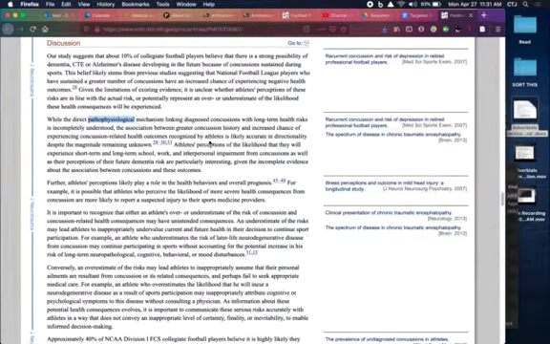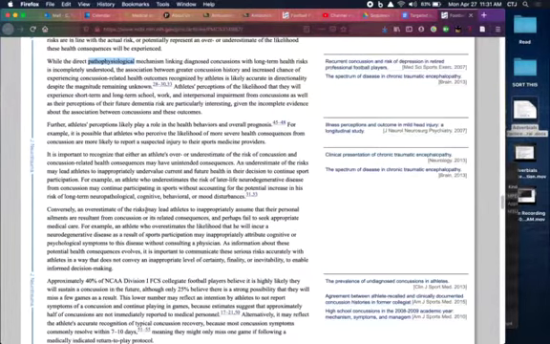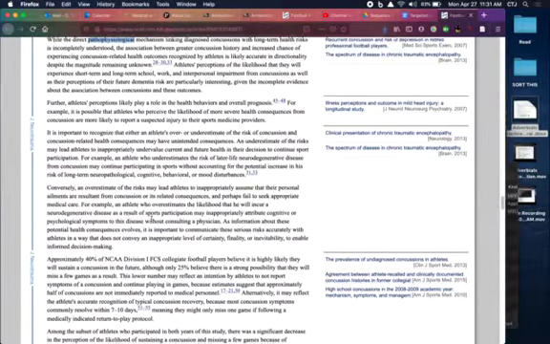Long-term health risks. Let's see. Perceptions will play a role in their behavior. That seems predictable. Important to recognize that athletes either overestimate or underestimate the risk of concussion, and consequences may have unintended consequences. Fine. Overestimate of risks may lead athletes to inappropriately assume their personal ailments are resultant from concussion.